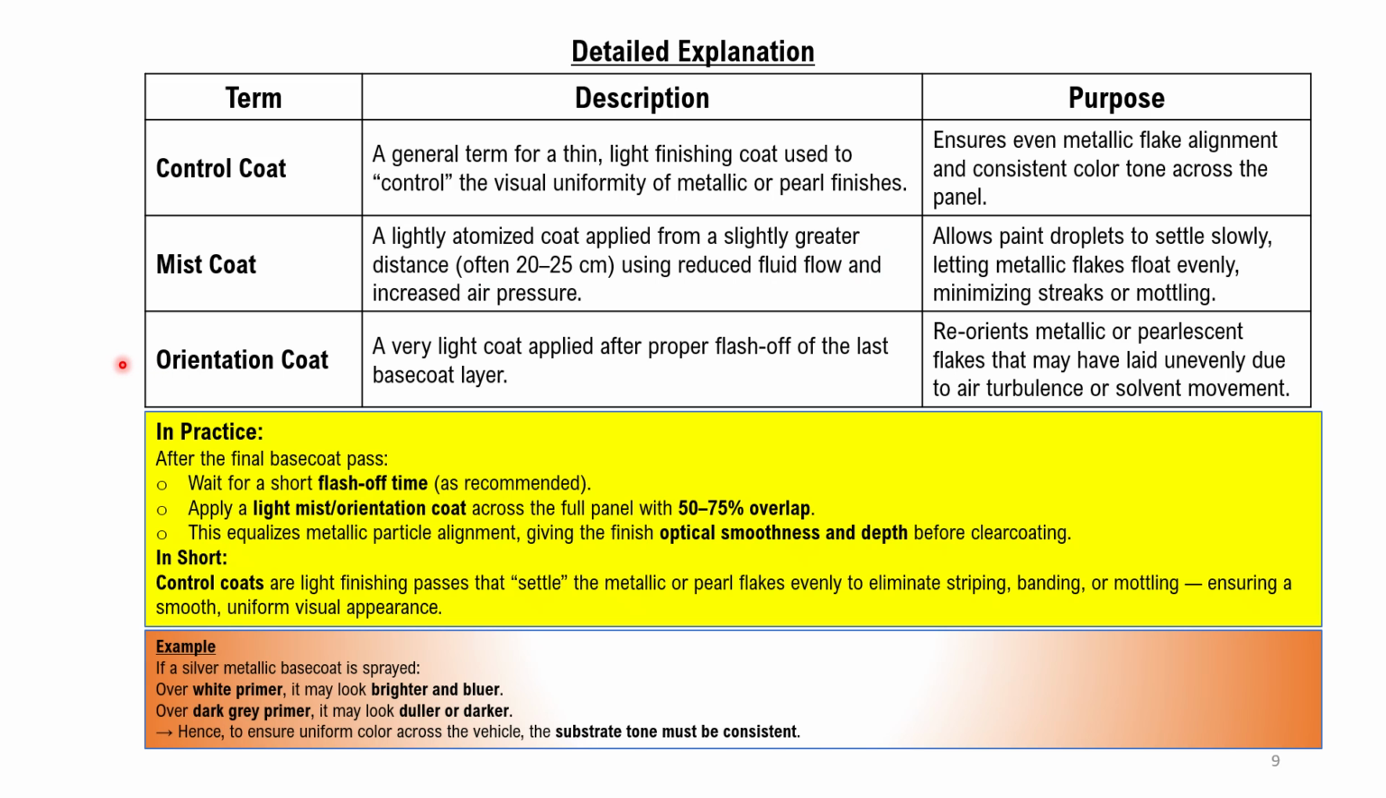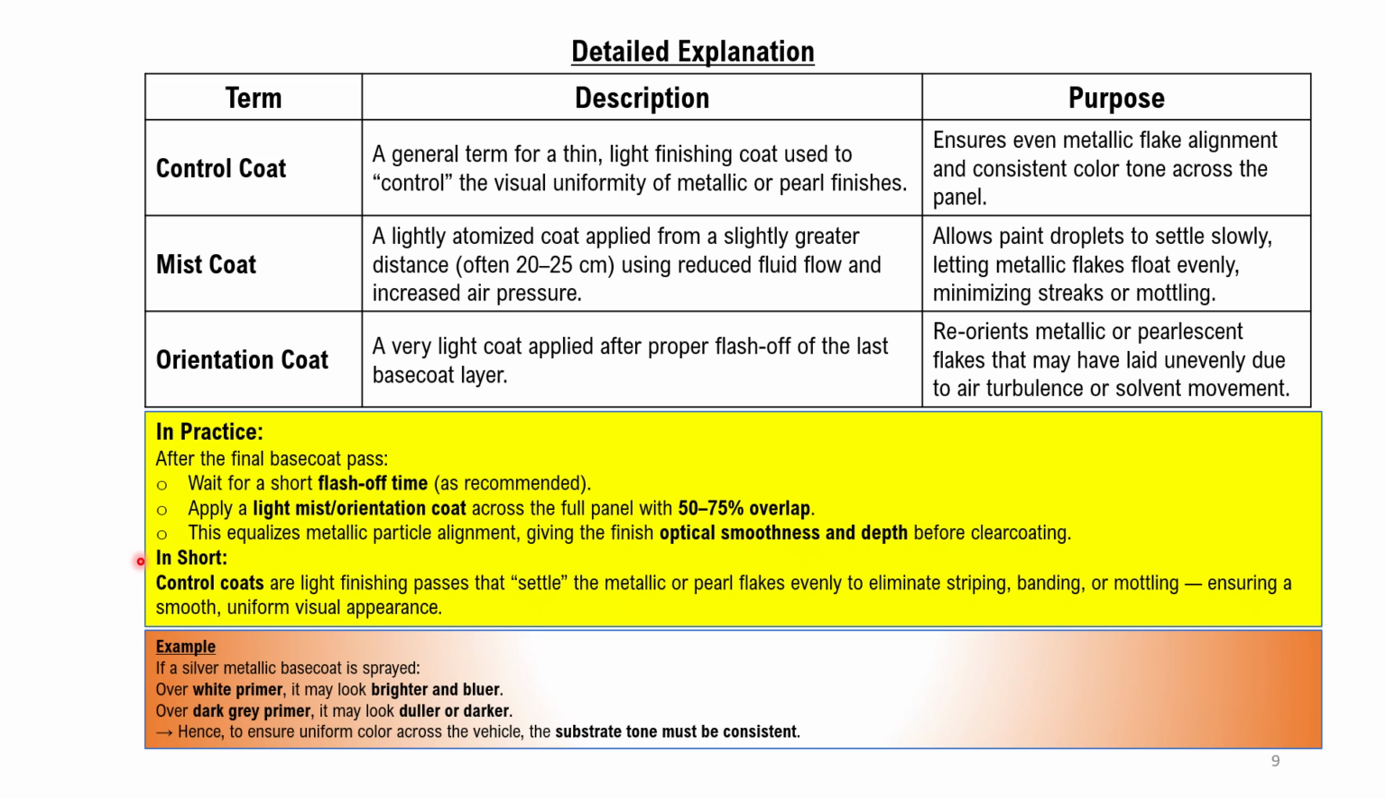An orientation coat is a very light coat applied after proper flash of the last base coat layer. It reorients metallic or pearlescent flakes that may have laid unevenly due to air turbulence or solvent movement. In practice, after the final base coat pass, wait for a short flash time as recommended. Apply a light mist oblique orientation coat across the full panel with 50 to 75% overlap. This equalizes metallic particle alignment, giving the finish optical smoothness and depth before clear coating.